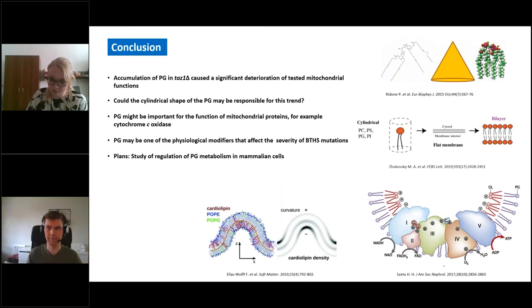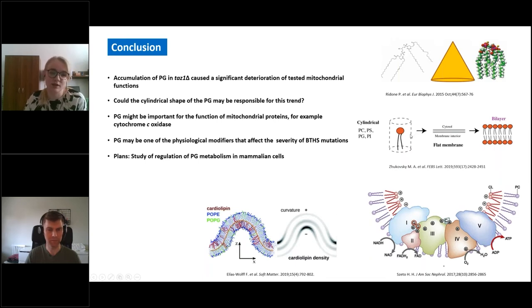So phosphatidylglycerol accumulation caused further deterioration of mitochondrial functions that we tested. And we think that this could be explained by different shape of phosphatidylglycerol, because it is the lack of conically shaped cardiolipin, remodeled cardiolipin, that plays an important role in onset of Barth syndrome. And the accumulation of cylindrically shaped PG could further impair thermodynamic stability of damaged membrane.